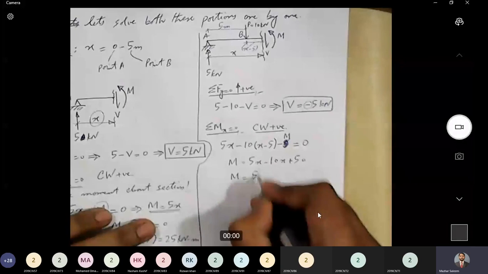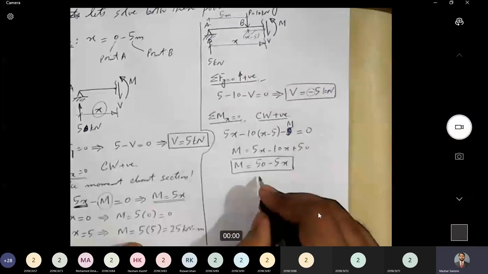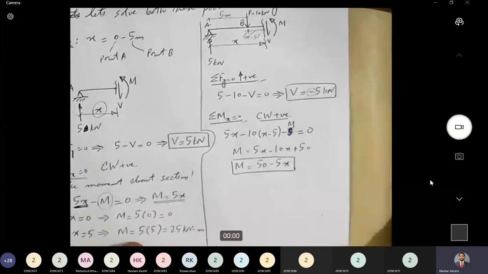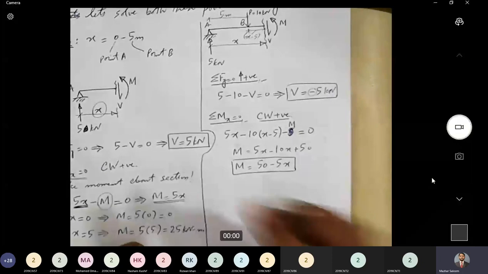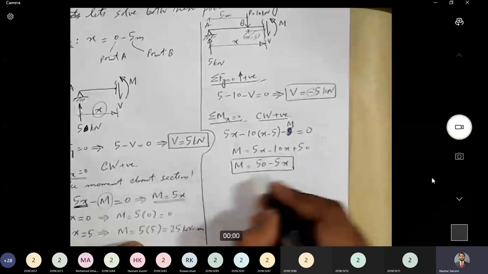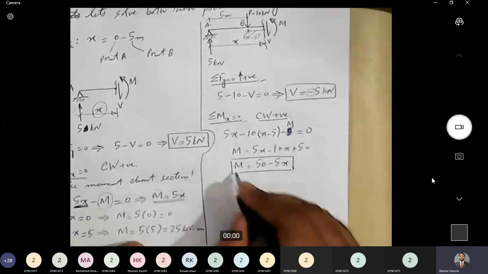This is the expression for M. Is there any question? All right. In this expression of M, we have variable x, which means that the value of M is changing in this segment. It's not constant. So what is the segment under consideration? BC. So I'll have to calculate the value of M at point B.